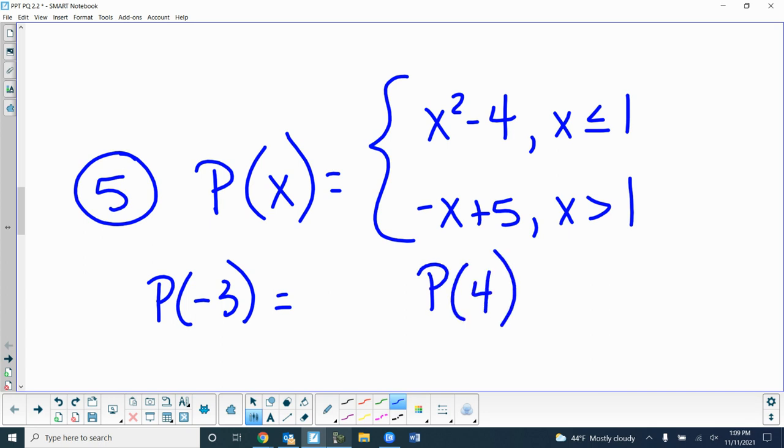I'm asking for these 2 answers. So what's x for this one? What's x for this one? Negative 3. Does negative 3 fit in this domain or this domain? The top domain. So I substitute negative 3 into that x. What's 9 minus 4? That's all you gotta do.